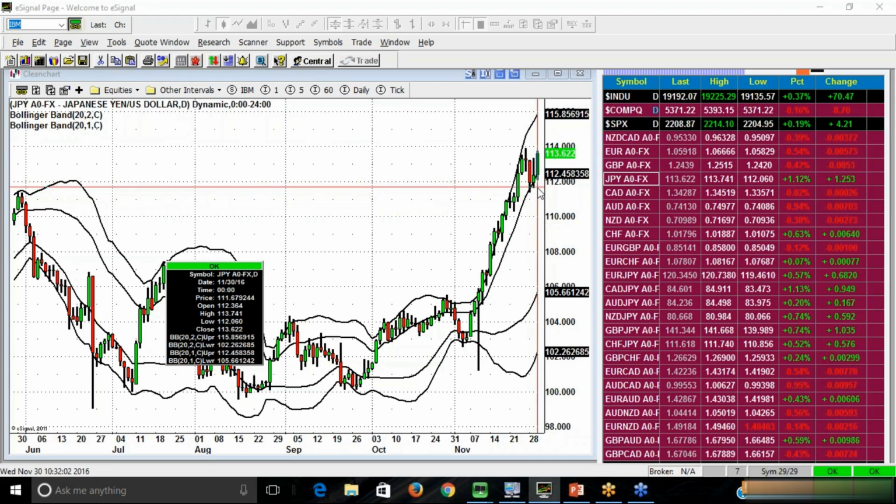In this case, it would be below 112, right around here, and that's when you want to pick the top, because you want it to show you exhaustion first before you quote-unquote pick the top in the move. And that's really what you want to focus on.